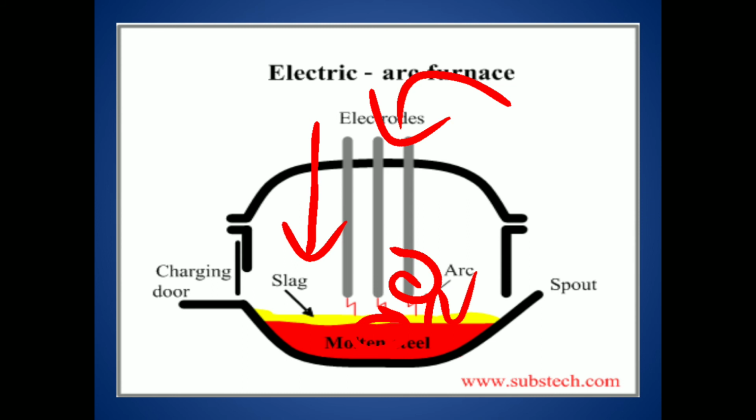Those can be removed by using a separate tapping hole, or by rotating this total setup we can remove slag as well as steel. So first we remove the molten steel. After that we go to remove the slag. This is the concept of the electrical arc furnace.